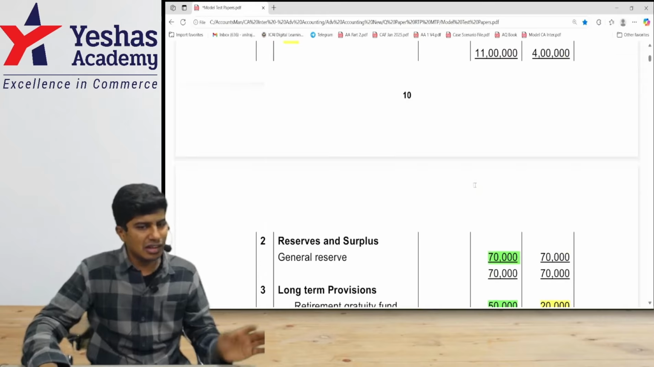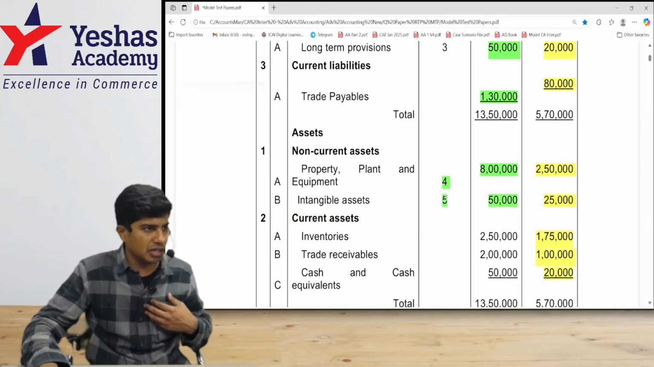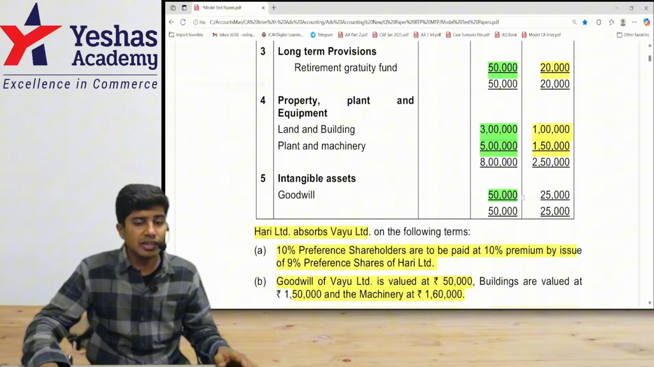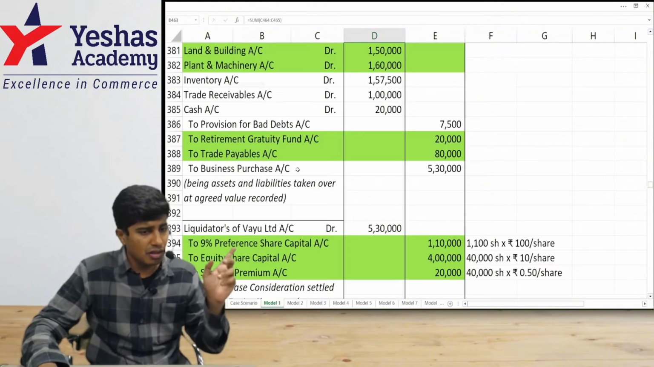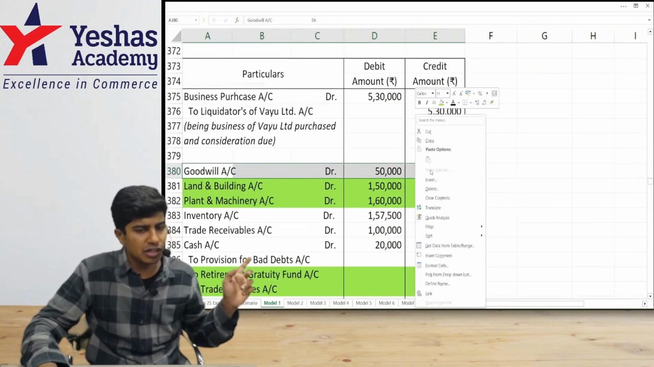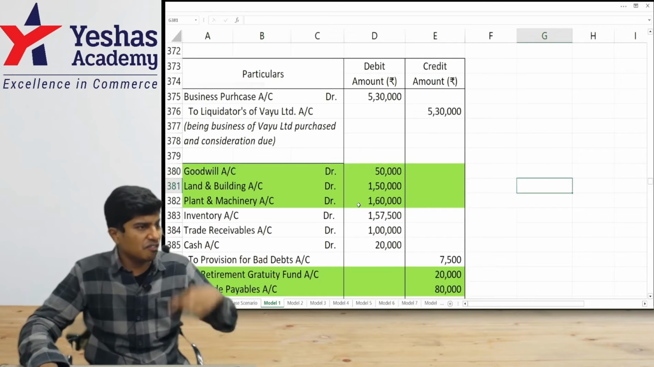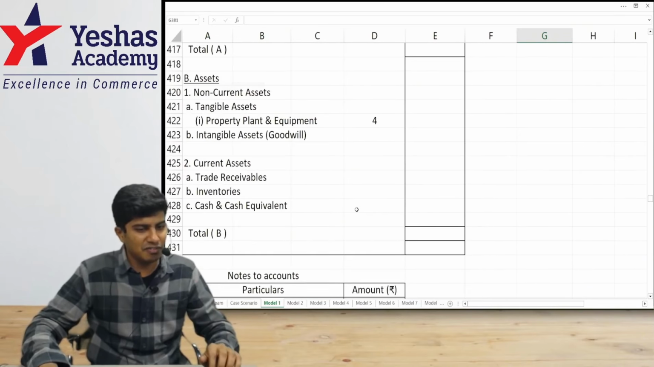Done here. Come back to balance sheet again. We're done with PP. Intangible asset 50. That is our goodwill. Their goodwill is not 25. We've changed the value. See the entries here. We've taken their goodwill in the accounting journal entries at 50. So what is our goodwill value? 50. 50, 50, 100.